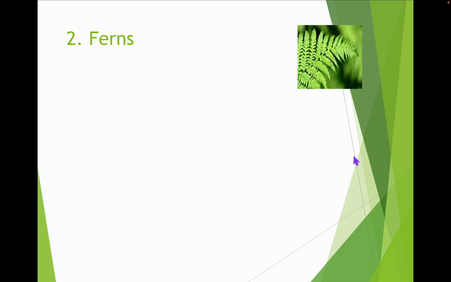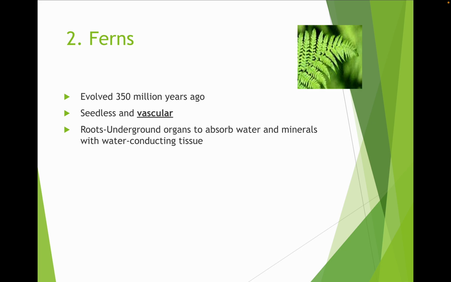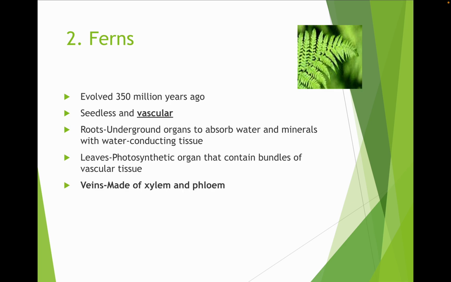So the second group that evolved on land are the ferns, about 350 million years ago. They are seedless and they're vascular, which means that they have transport. They have roots, which are underground organs to absorb water and minerals with water-conducting tissue. They have leaves that are photosynthetic. Okay, they are photosynthetic organs. They contain bundles of vascular tissue, which you will become very familiar with. They have veins, which are made up of xylem and phloem. Their stems connect the roots and the leaves.